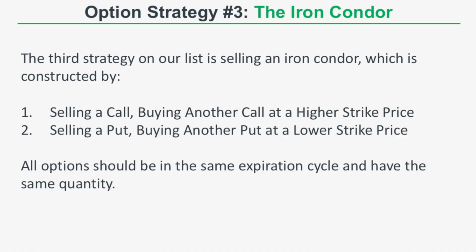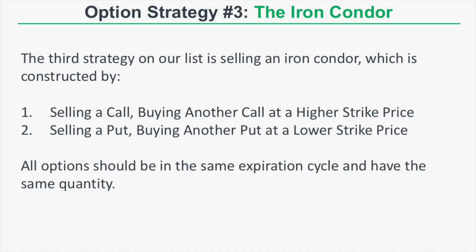So the third strategy on our list is selling an Iron Condor, which is actually the combination of the first two strategies. So to construct an Iron Condor, you're going to sell a call option and then buy another call option at a higher strike price, and then you're also going to sell a put option and then buy another put at a lower strike price. So an Iron Condor is actually the combination of a put credit spread and a call credit spread.